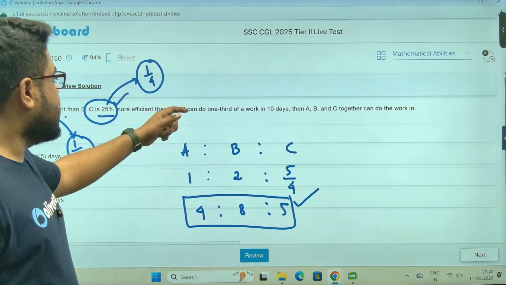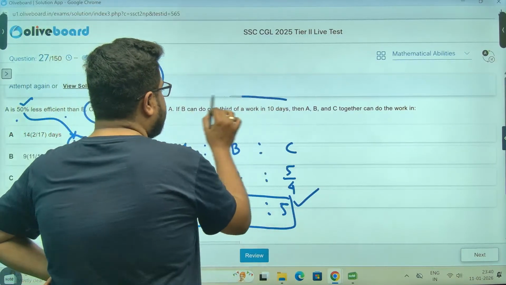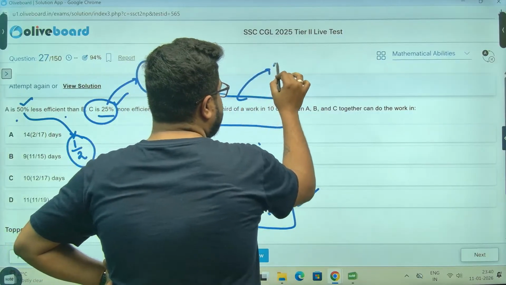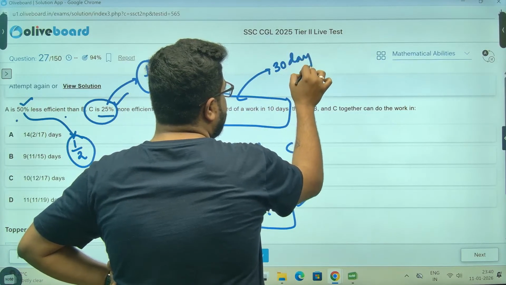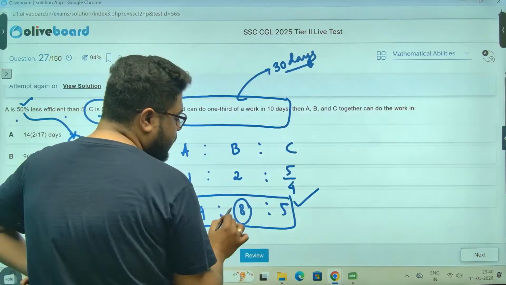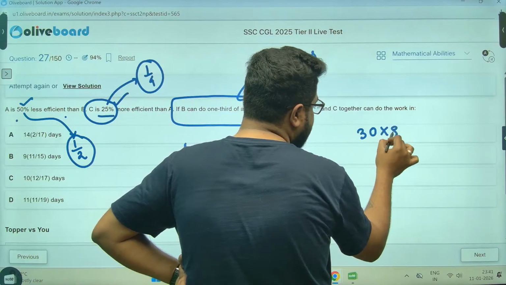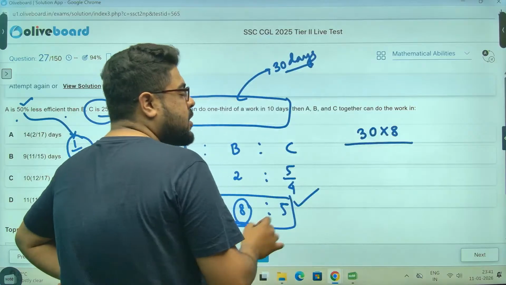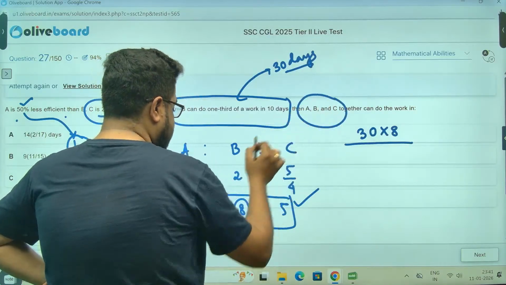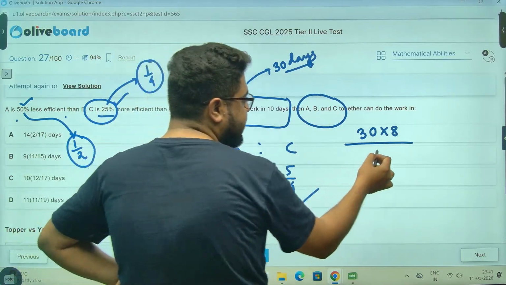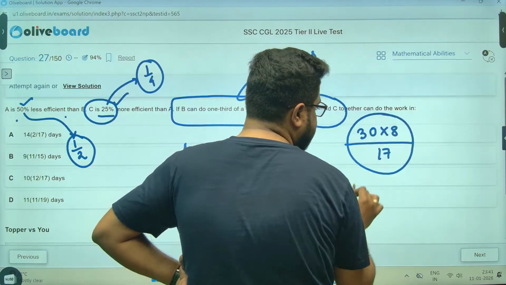Efficiency ratio. Now B can do 1/3 of the work in 10 days, meaning total work in 30 days. So we can figure out total work from here. B can do 8 units in 1 day. So in 30 days, 30 into 8 is the total work. Who will do this total work now? A, B, and C together, meaning 4 and 8, 12 plus 5, 17 units. This will be the answer.